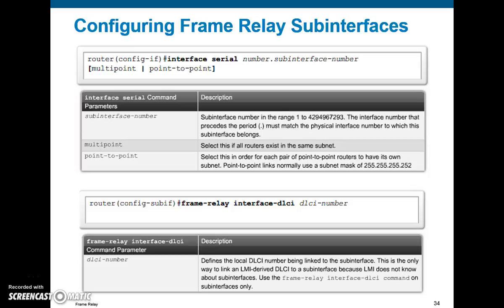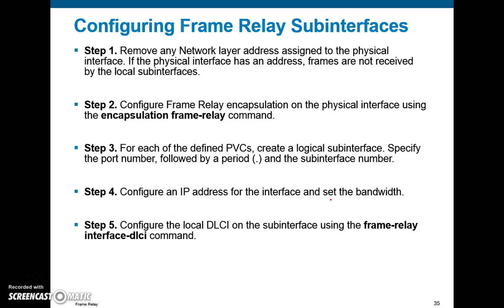Let's look at how we configure sub-interfaces. The command is interface serial, the physical number followed by the sub-interface number. Then once you're at the sub-interface prompt, you do frame-relay interface-dlci and the DLCI number. Let's look at some examples. Step number one is quite important, because you need to remove the IP address of the physical interface. Then you can create a sub-interface.